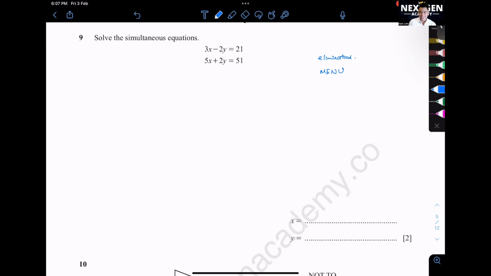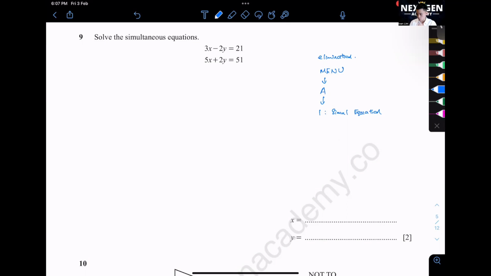Press menu, press A. Go to A. Then you see simul equation, right? So you press 1, simul equation. Then right here, number of unknowns.